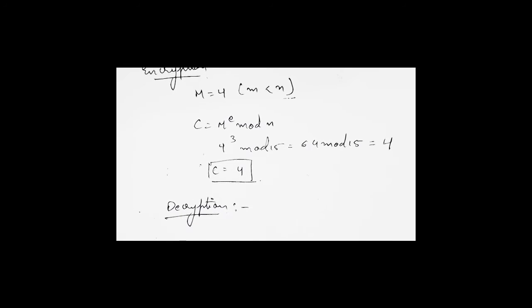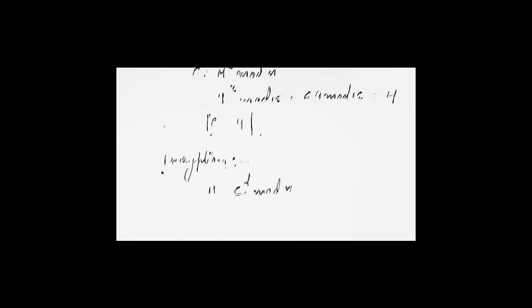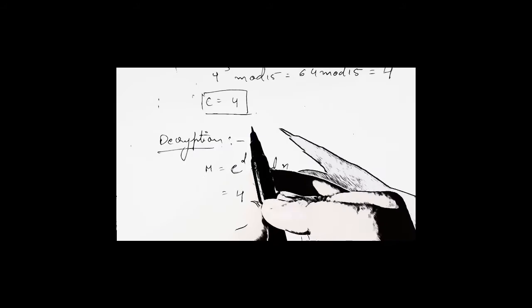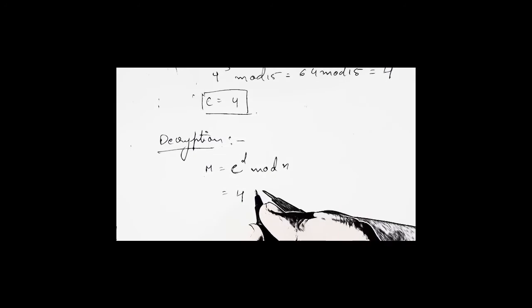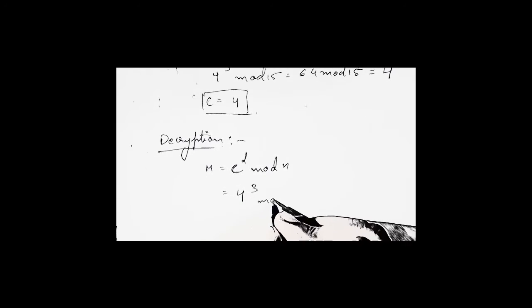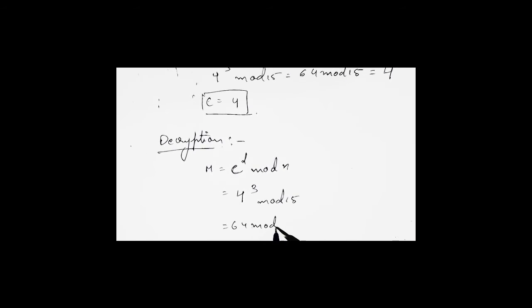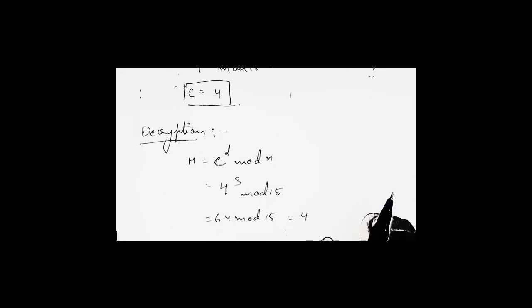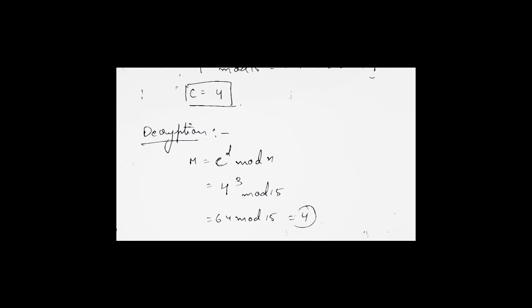Okay, the next step in the algorithm is decryption. In this decryption we have the formula m is equal to c to the power d mod n, right? So we have the C value as 4, which we calculated previously, and the D value is 3, and then mod 15. 64 mod 15 is 4. So we can see that the encrypted data and the decrypted data are the same. So we have a successful RSA problem here.